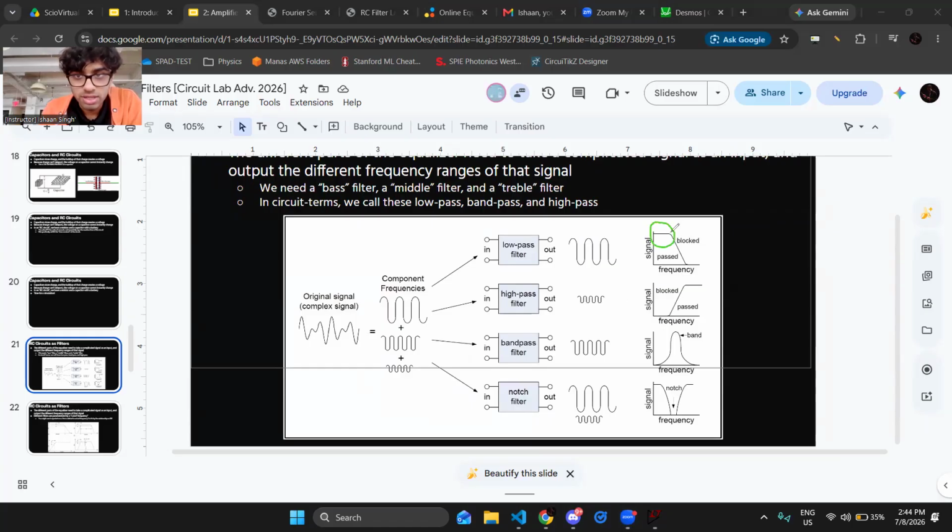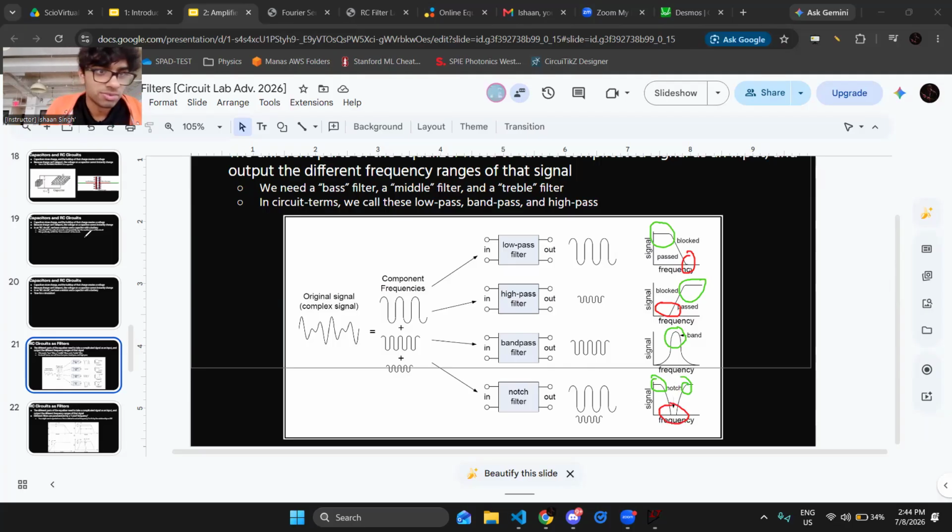A low pass filter lets all the signal through at low frequency, but blocks high frequency. Hence the name, it passes low frequency. A high pass filter passes high frequency and blocks low frequency. You might also hear this terminology of band pass. A band pass filter allows a band of frequency and stops stuff outside the band. And a notch filter is a band stop filter. So it blocks frequencies in the middle range and allows frequencies outside of that middle range.